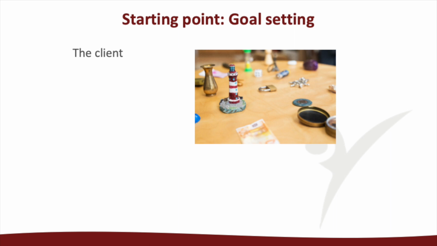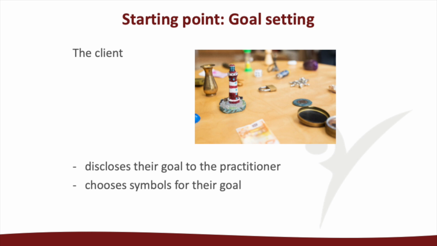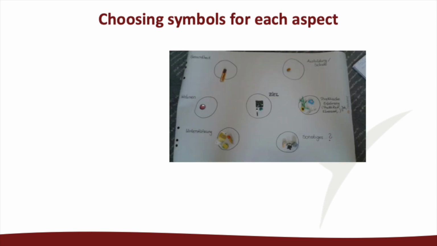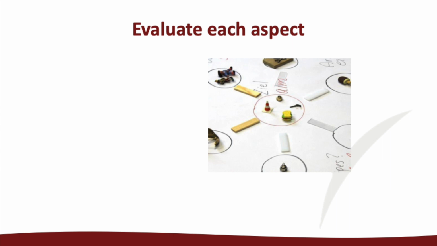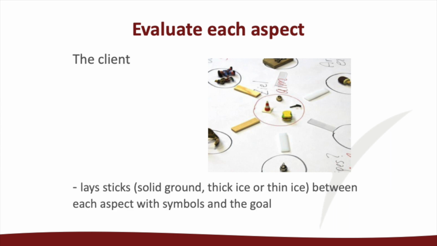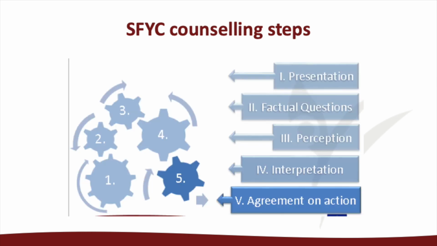Starting point, goal setting. The client discloses their goal to the practitioner. The client chooses symbols for the goal and puts this on the center of the page. Choosing symbols for each aspect. The client selects symbols that represent each of the aspects. Evaluate each aspect. The client lays sticks, solid ground, thick ice or thin ice, between each aspect with the symbols and the goal. After that, you can follow the normal SfYC for Use Care counseling steps. The presentation, factual questions, perception, interpretation, agreement and action.